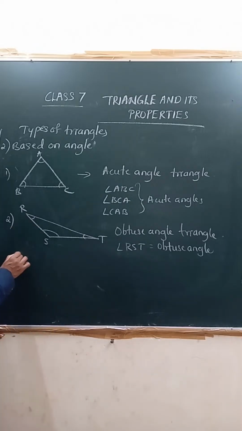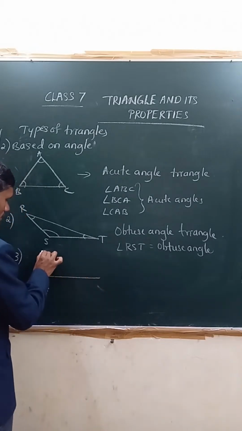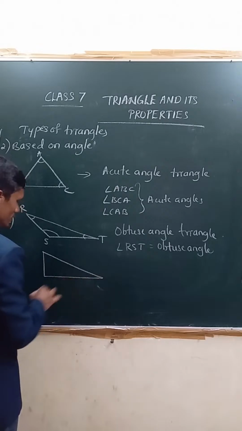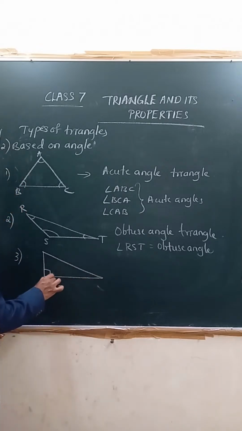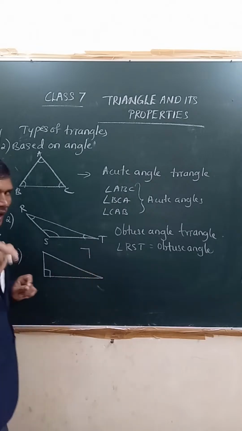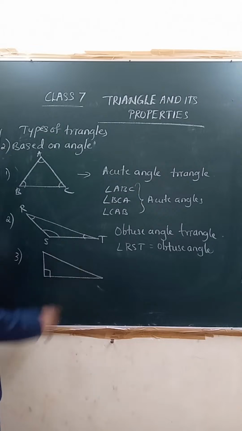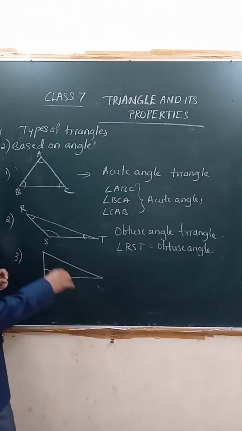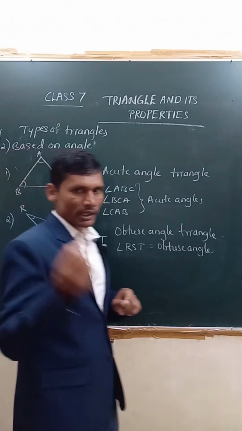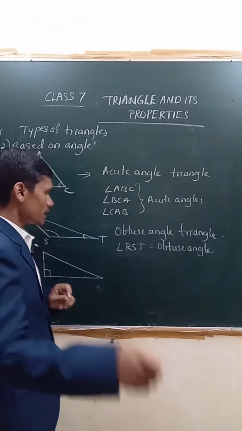Next, the third type. One more triangle we can observe in this. Let us go ahead like this. You can observe here one angle. If I show a line like this, that angle is equal to 90 degrees. Remember, it means a right angle. If one of the angles in a triangle is equal to 90 degrees, then such a triangle we can call a right angle triangle.